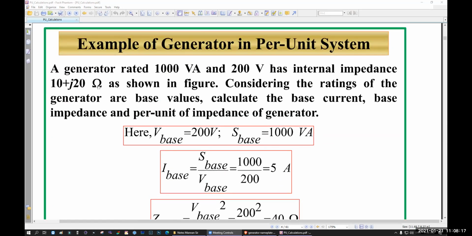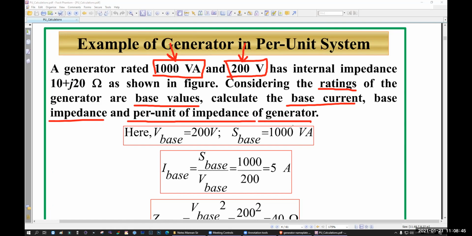Consider the ratings of the generator as base values. They say ratings equal to base. That means base is given. This is the given value, that means the base value. This is S base, this is V base. Calculate the base current, base impedance, and per unit impedance of the generator.